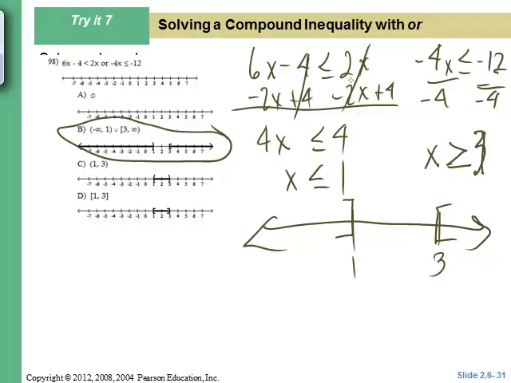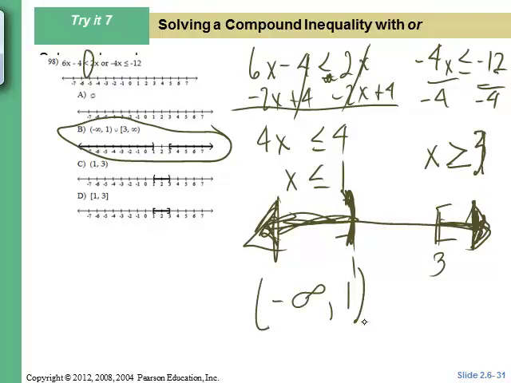Did I make a mistake? Oh, this is not less than or equal to. This is only less than. So it's a parentheses. I didn't see that up here. I copied it down wrong. Okay, so we've got this direction here. And we've got this direction over here. And so we are going to have two sets of parentheses, negative infinity, comma 1, parentheses, union, bracket, 3, comma, infinity, close parentheses. All right. So let's look at an application and see what that looks like.